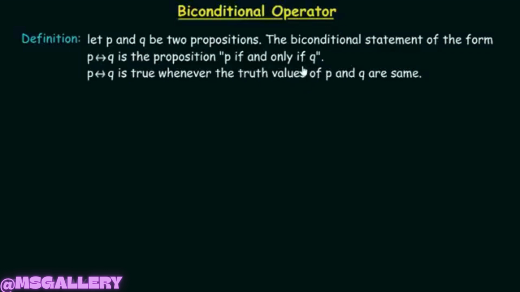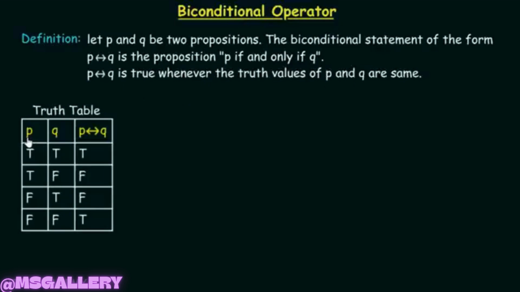Why is it called biconditional? As the name itself suggests, it is the combination of two conditional statements. That is, P implies Q and Q implies P. If you remember the conditional operator, that is the implication operator, in the case of conditional operator it is P implies Q. In the case of biconditional operator, it is P implies Q and Q implies P. As simple as that. Now, P if and only if Q is true whenever the truth values of P and Q are same. Let's consider the truth table in order to understand this point in a better way.